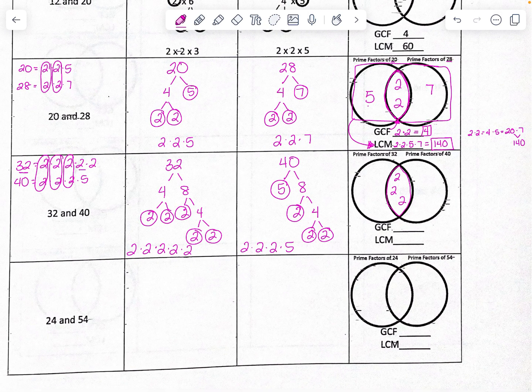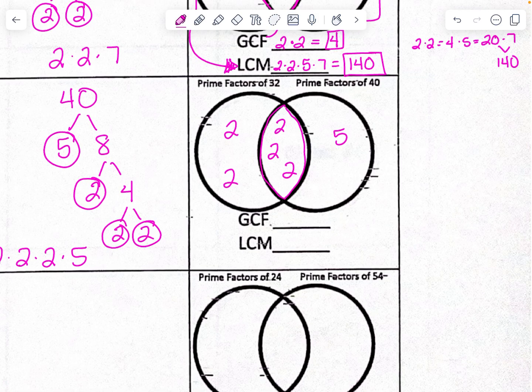32 has a 2 and a 2 that 40 does not, so I have to put that right here. Okay, and then for 40, it has a 5. And that goes just in the 40 section.